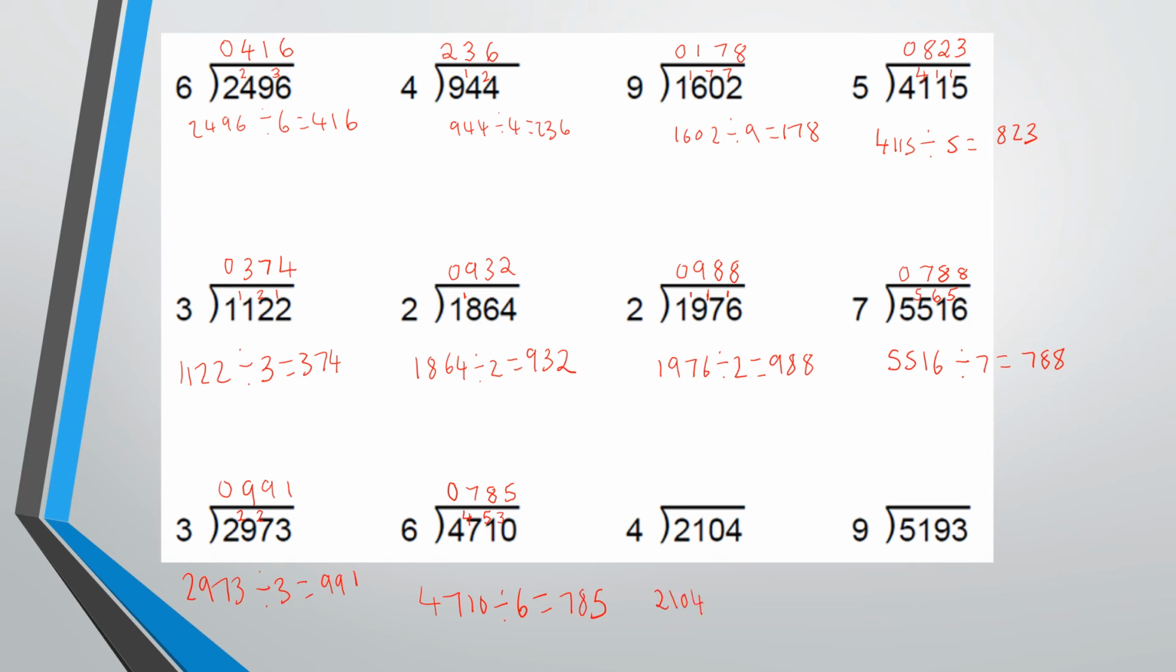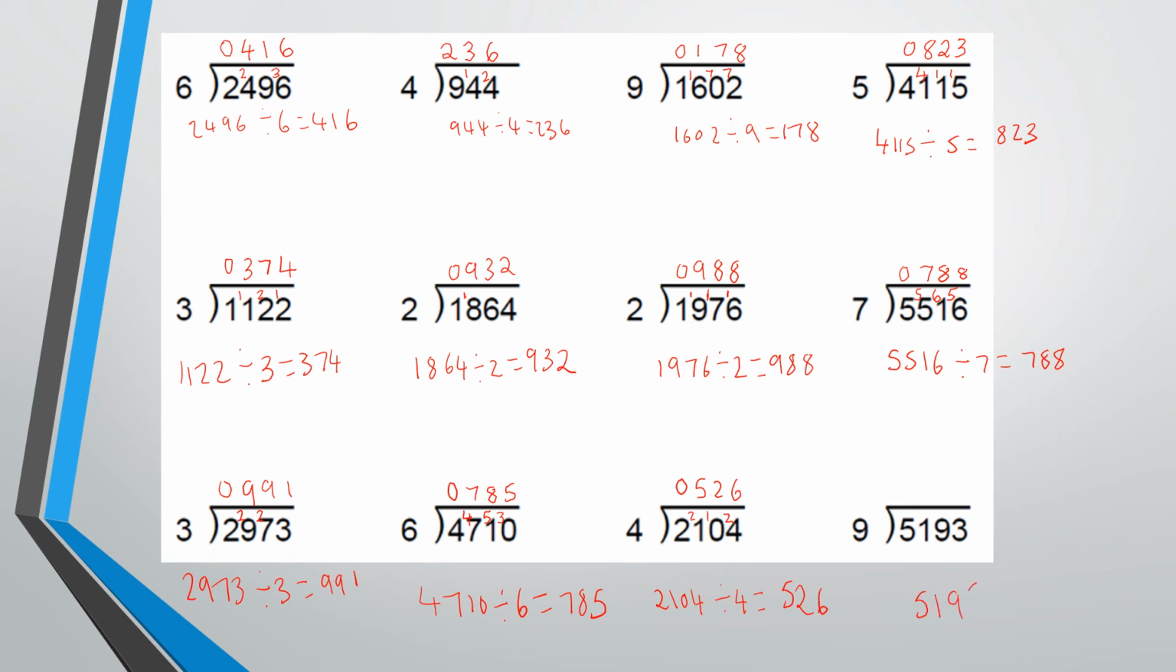Almost there, we've got 2104 divided by 4. So 4 won't go into 2, carry that 2 over. 4 into 21 is going to go 5 times with 1 remaining. 4 into 10 is going to go 2 with 2 remaining. And 4 into 24 is going to go 6. So 526.